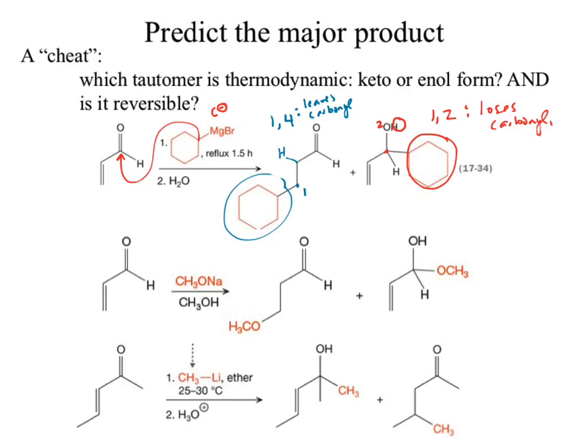Again, trying to identify our 1,2 versus our 1,4. The 1,4 leaves the carbonyl, so this one's our 1,4. The other one's our 1,2. What's the nucleophile? The O minus.